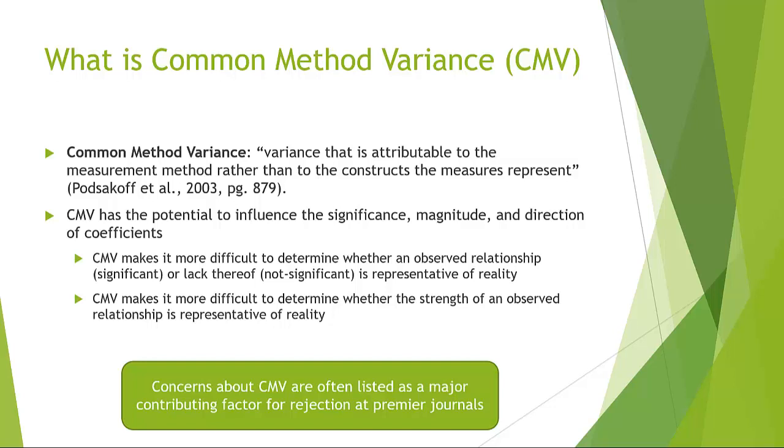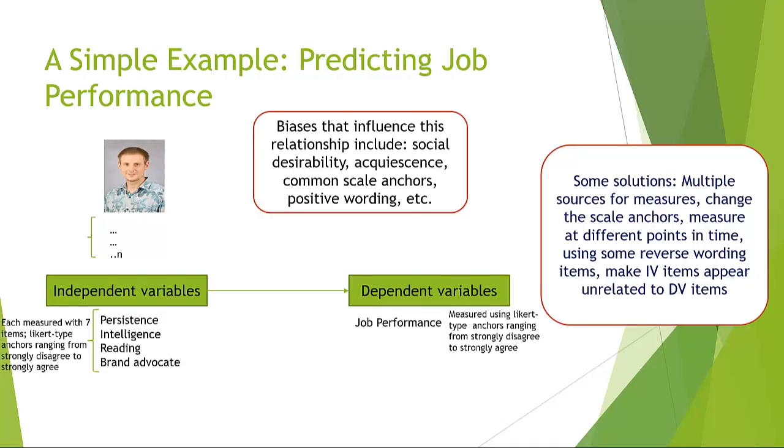Concerns about common method variance are major and often listed as a major reason why rejection occurs at top-tier journals. To help you better understand what common method variance is and why it's problematic, I want to give you a simple example. Assume that you've surveyed hundreds of professors like me who choose not to change their profile pictures for 20-some years, and you've asked them at one point in time to complete a number of different items, evaluating things like persistence, intelligence, reading, brand advocacy of, let's say, McDonald's, and then job performance.